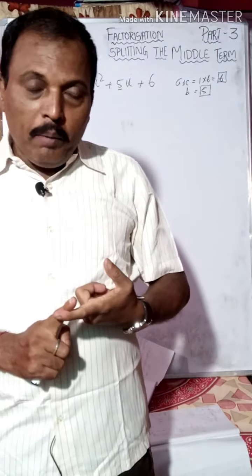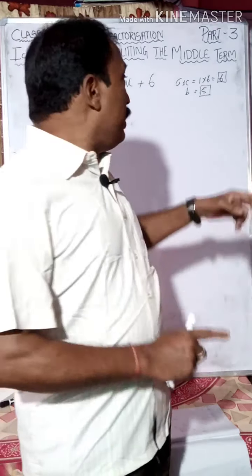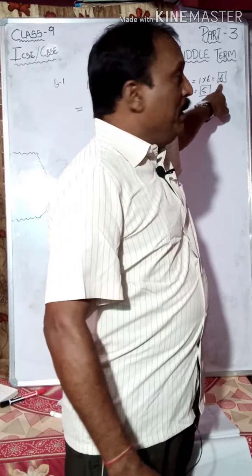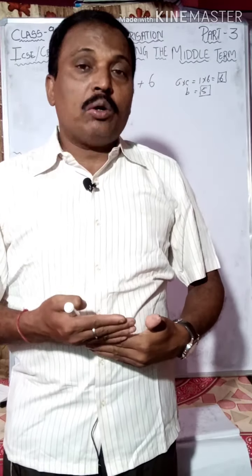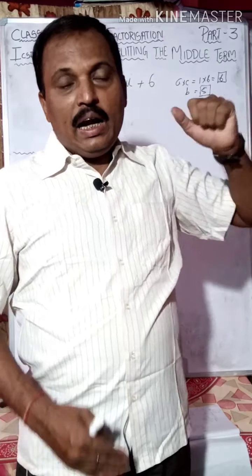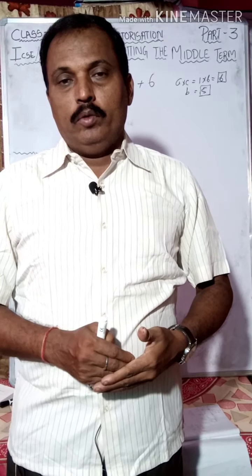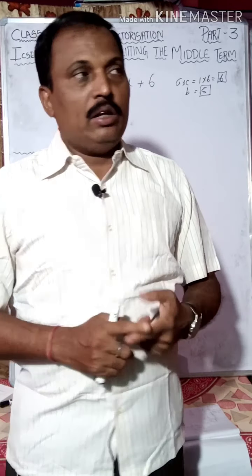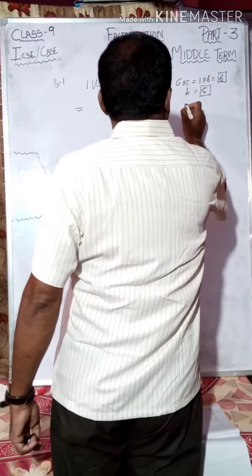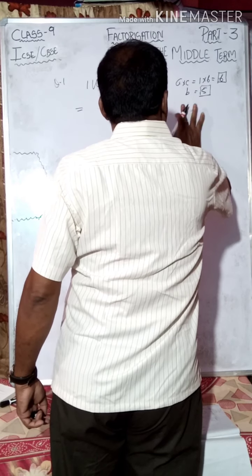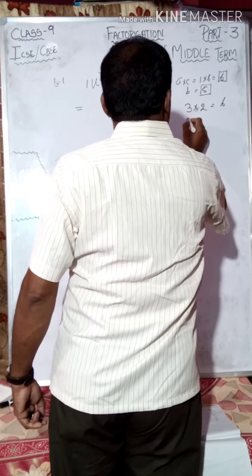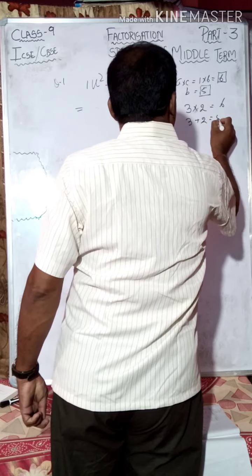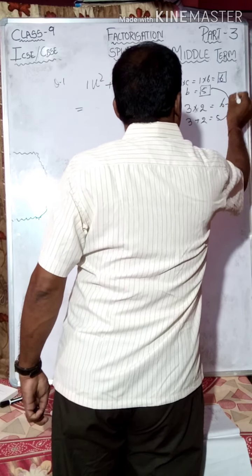Take two numbers whose product is 6. 1 into 6 is 6; 1 is a factor, 6 is a factor. We will take another two factors whose product is 6 and whose sum will be 5. What are the numbers? 2 into 3, or 3 into 2, is equal to 6, and 3 plus 2 is equal to 5. This is 5, this is 6.